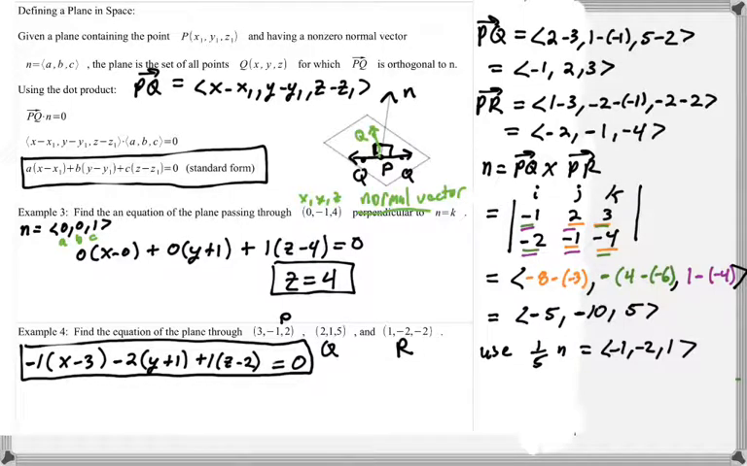Whenever you have a problem like this, it's always the same way. Find PQ, find PR, find their cross product that produces your normal vector. You got your normal vector, and then use one of the 3 points. Doesn't matter which one, but I would use the smaller numbers.